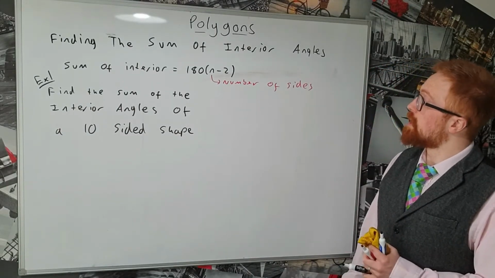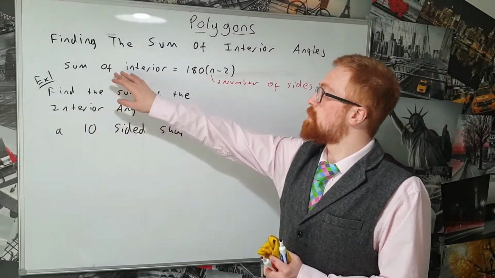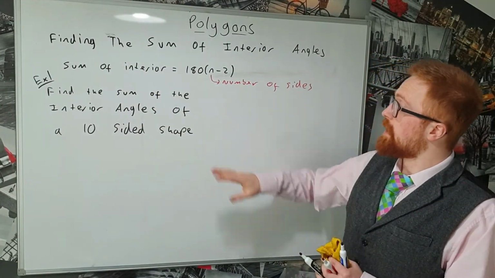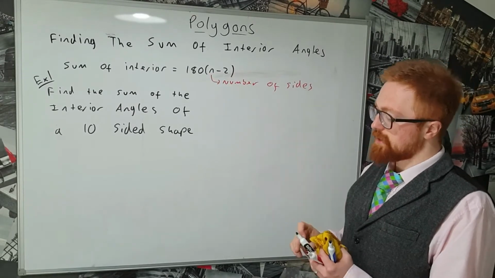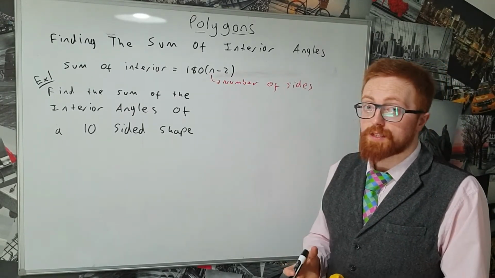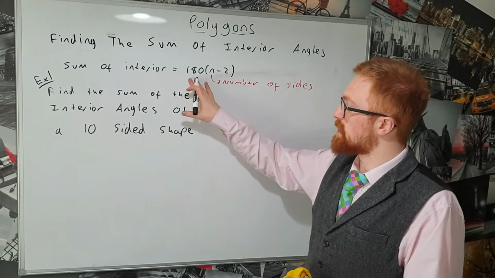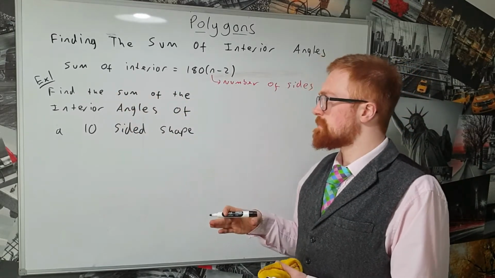So last video we derived this lovely formula for the sum of the interior angles of a polygon, namely 180 times by n minus 2, where n is the number of sides of a polygon. This video we're going to look at how we apply this formula in several different situations.